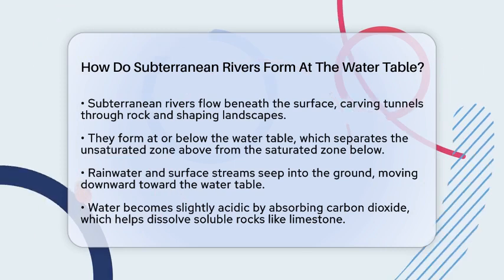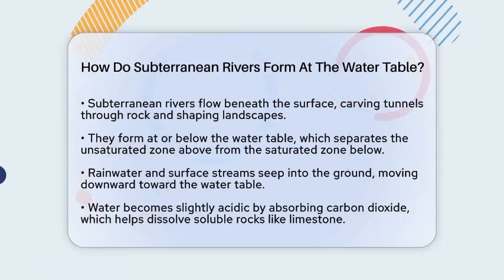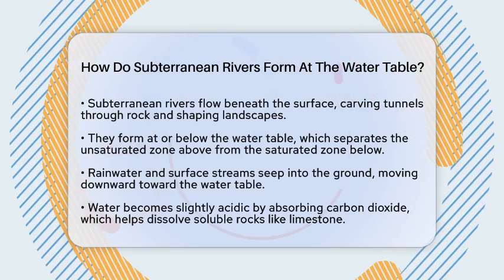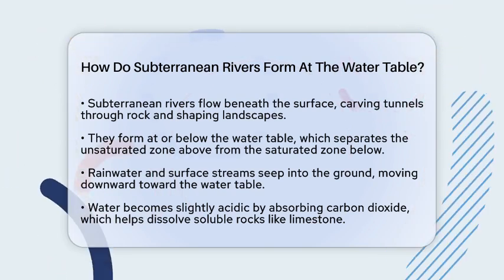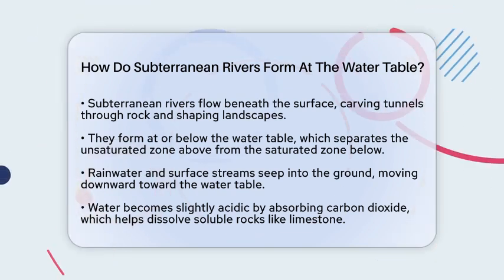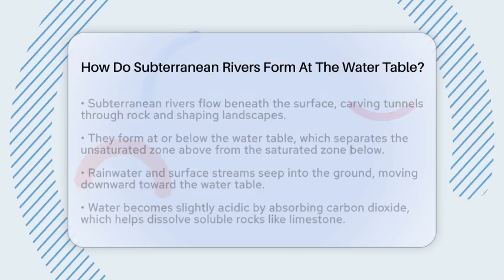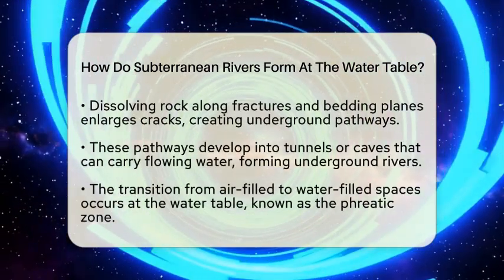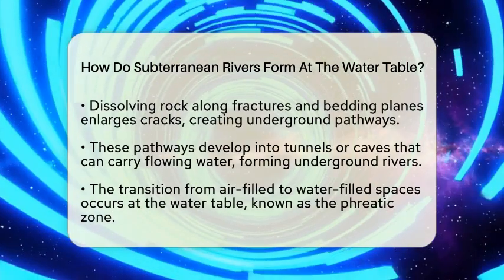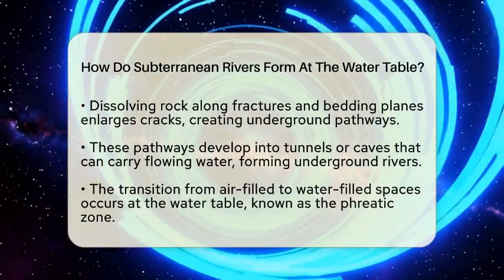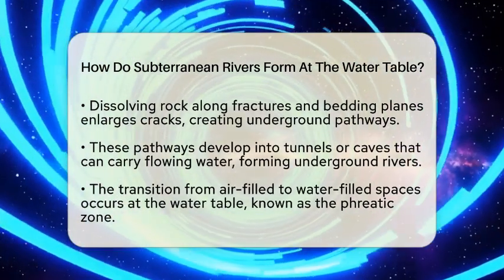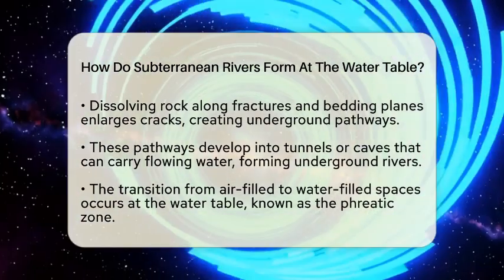This water slowly moves downward, passing through soil and rock layers. As it travels, it reaches the water table, where the ground is fully soaked with water. In areas with soluble rocks like limestone, the water becomes slightly acidic by absorbing carbon dioxide from the air and soil. This makes the water weakly acidic, which allows it to dissolve the rock along fractures, joints, and bedding planes.